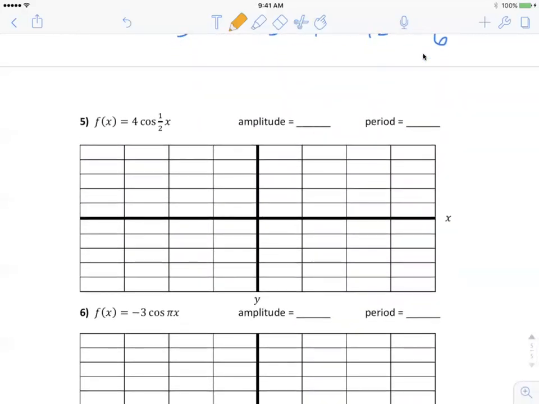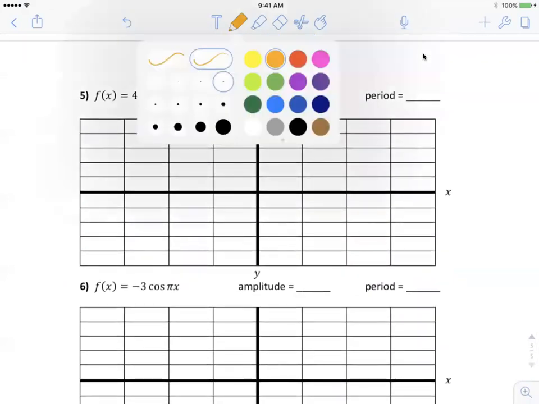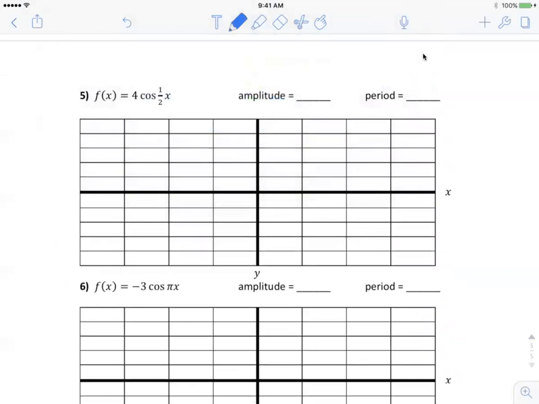Here we have 4 cosine half x. Okay, so go back to blue, the pretty blue, 4 for the amplitude. And then the period is a half. I mean, the b is a half. So period is 2 pi divided by a half, which is the same as 2 pi times the reciprocal, 2 over 1, which results in 4 pi. Okay, so the maximum is 4, minimum -4.